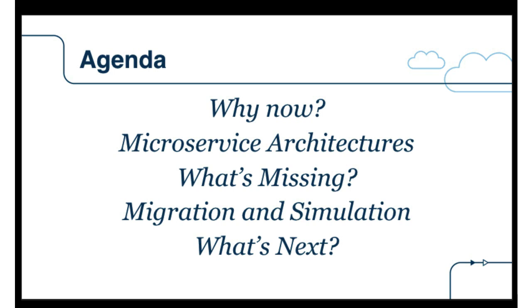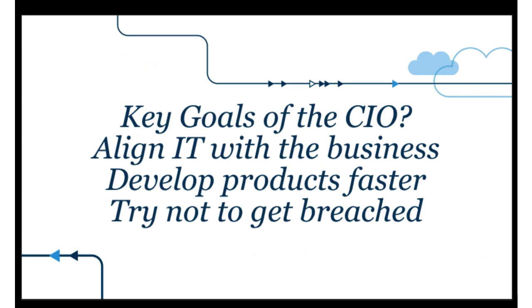So to start off with, there's a business need for something new. What we're hearing from executives, CIOs, is they need to align IT with the business. They need to develop products faster, and they also need to try not to get breached. There's lots of other things, obviously, but these are the things that lead people to thinking, we need a new way of delivering software because we are getting breached and our products are taking too long, and IT is often seen as a cost center rather than something that's enhancing the business.